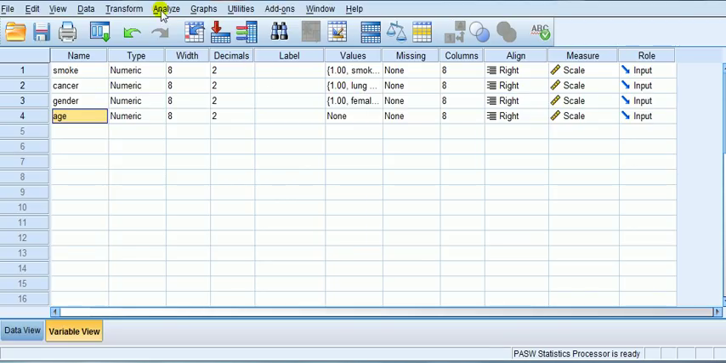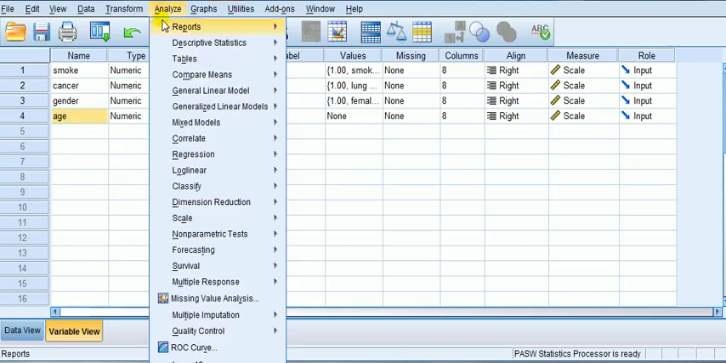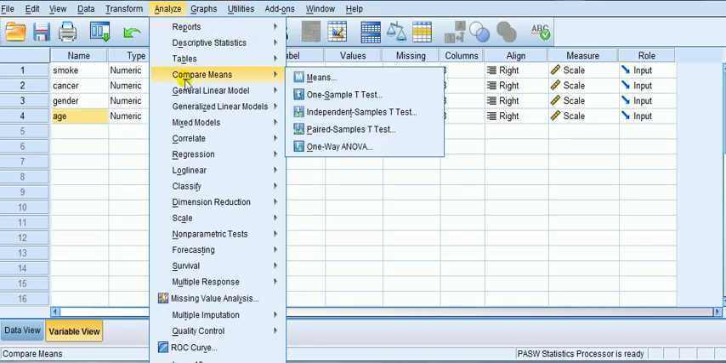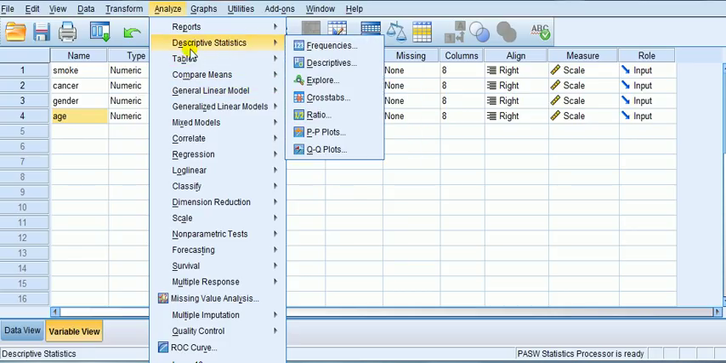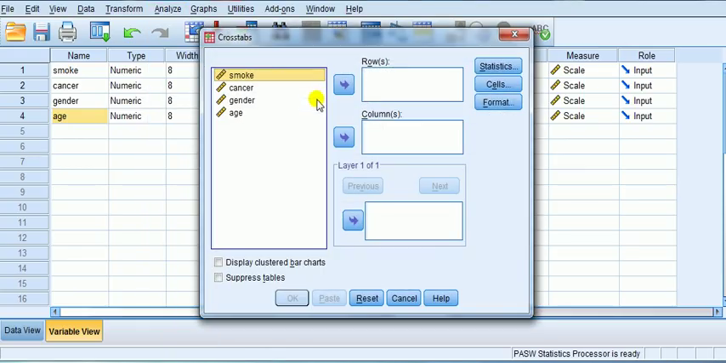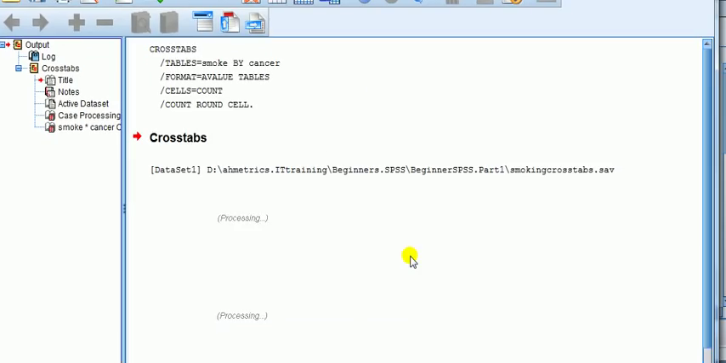Okay, first of all, being an introduction, let's take things real slow. Let's first bring up the counts. To do that, go to Analyze, Descriptives, and Crosstabs. We've got rows and columns. It doesn't matter really which one you put. I put smoking in rows, put cancer in columns, and just say OK. That should give us a table of the counts.